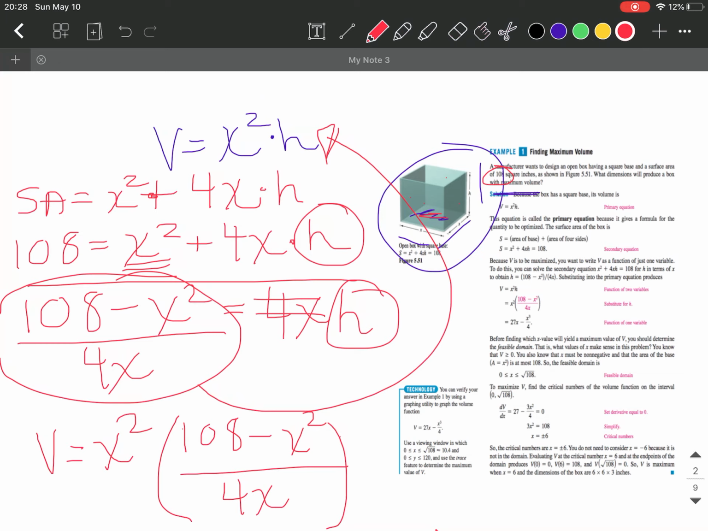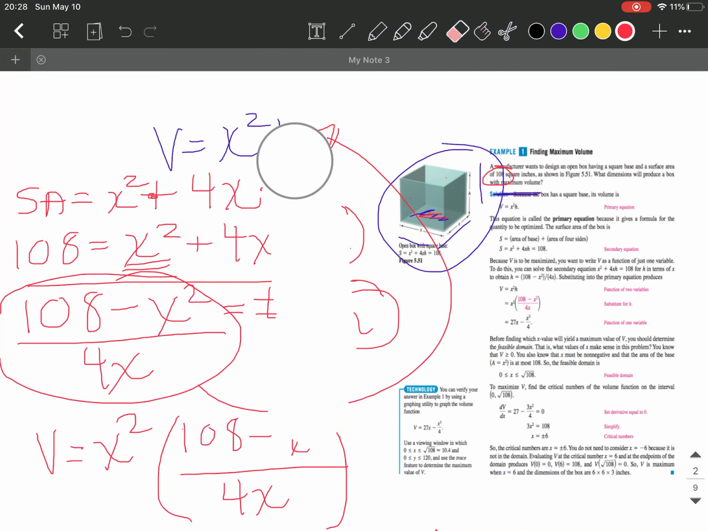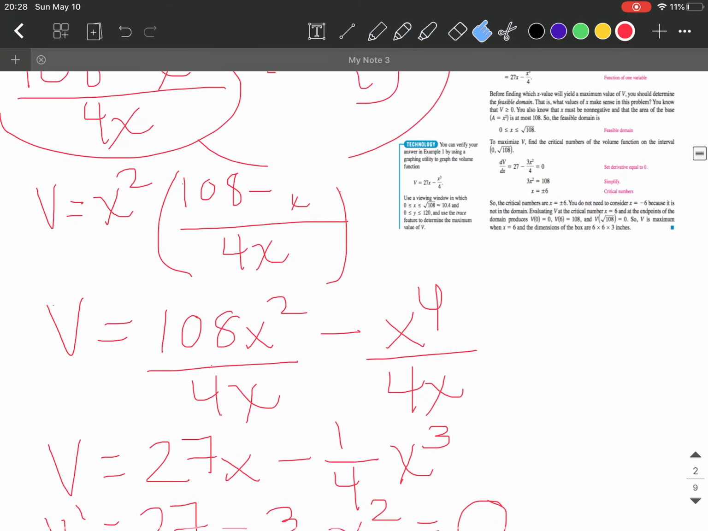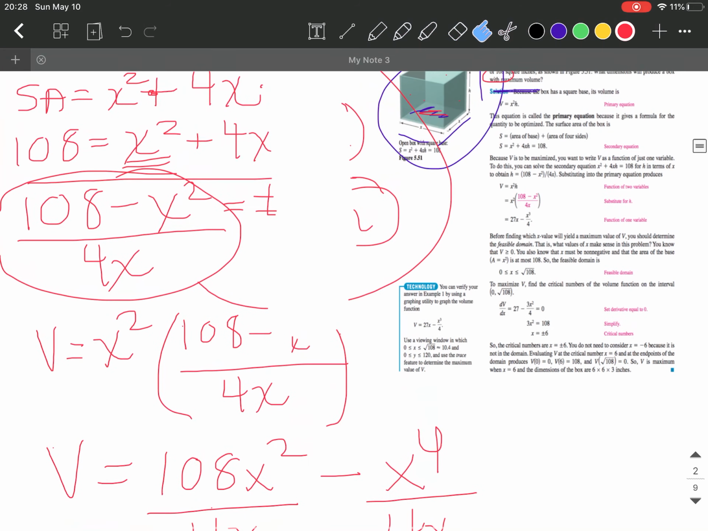So I already found the value of x that would have the maximum volume. However, the dimensions are x and h. So I need to now also find h, but I do have that equation where I related them, where I related directly h to x.